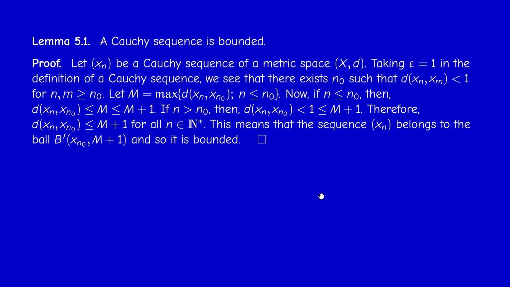for every n. So this means that the sequence xn belongs to the closed ball of center xn0 and radius m plus 1. So this set is bounded, so the sequence is bounded.